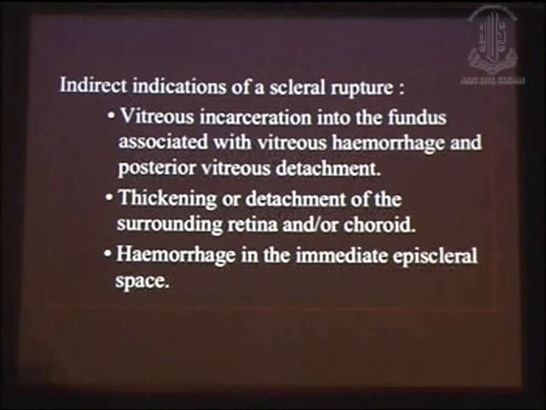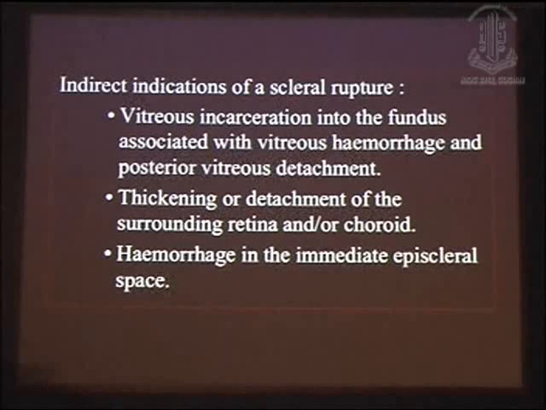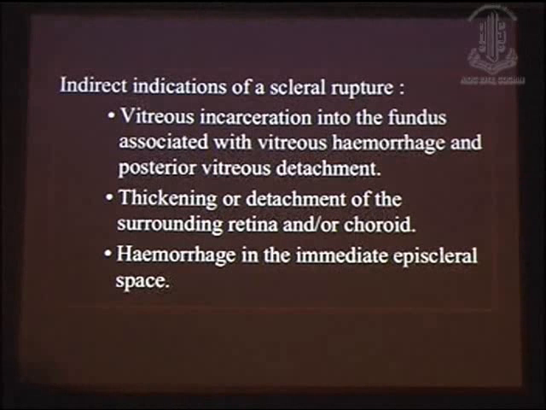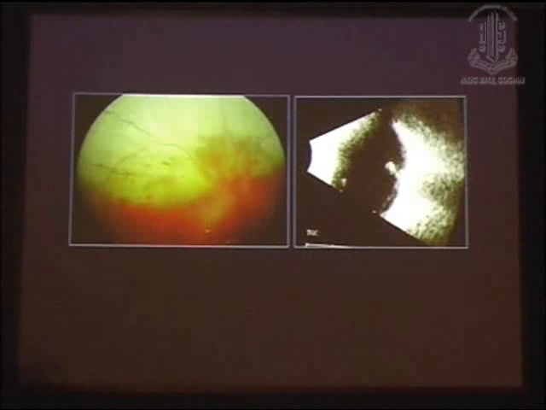So indirect indications of scleral rupture in ultrasound can be detected with a few points: vitreous incarceration into the fundus associated with vitreous hemorrhage and posterior vitreous detachment, thickening or detachment of the surrounding retina or choroid, and hemorrhage in the immediate episcleral spaces.